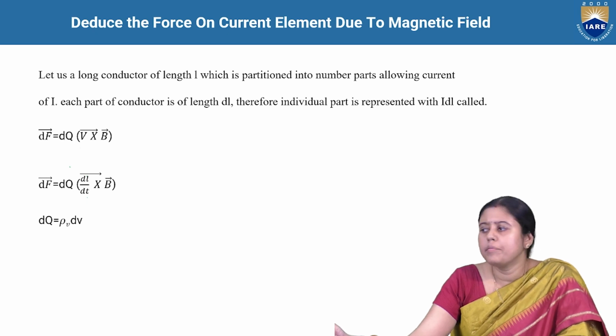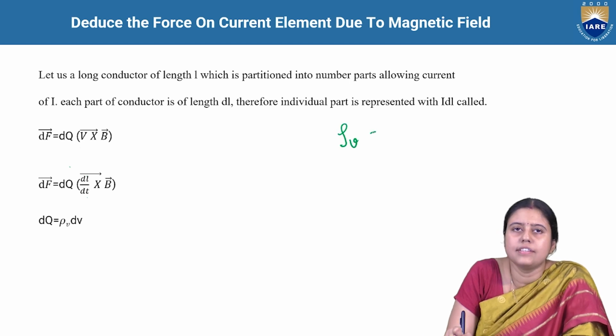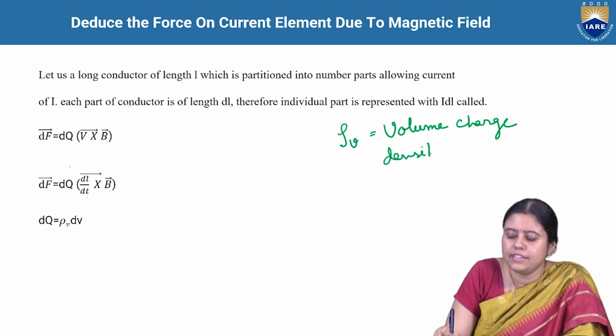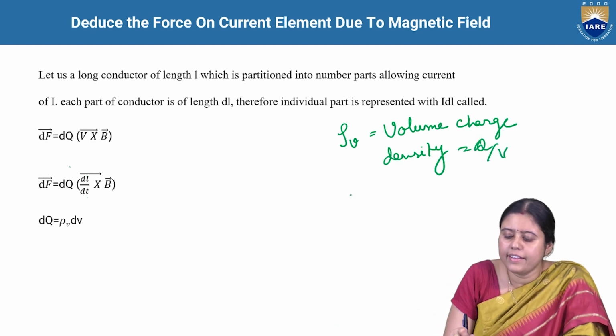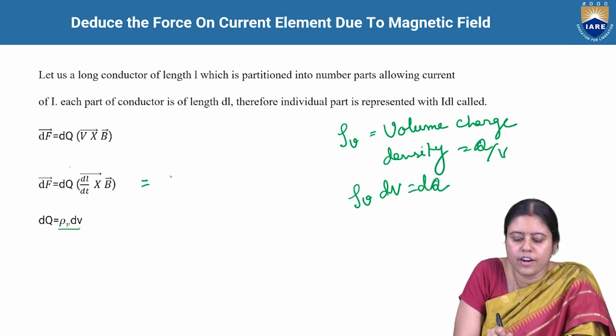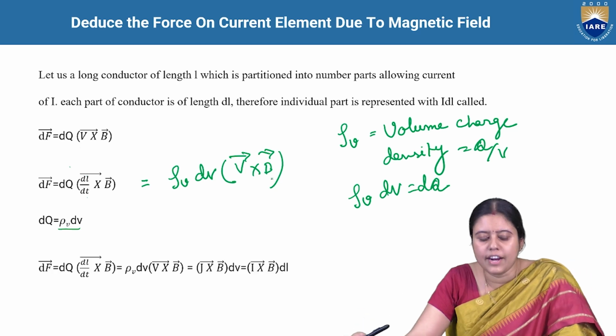And again, from the previous equation, we know dq is equal to rho v dv. Rho v is nothing but the volume charge density, and it is equal to q by v. So rho v into dv is equal to dq. We can put the value here, and we will get rho v dv v cross B. This is another term.